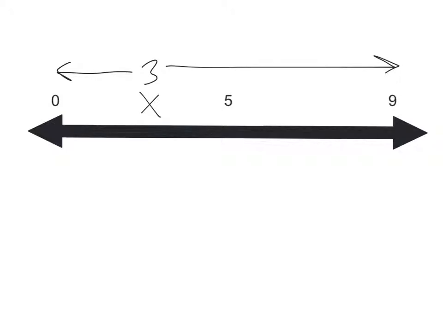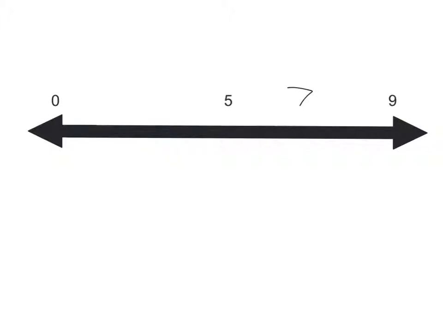Okay. On the other hand, we can erase this here. Let's say we have the number 7. Well, we know 7 is a little bit more than 5 here, and it would be about right here. We know that we don't have to go as far to 9 as we do to 0, so we can say 7 is closer to 9.